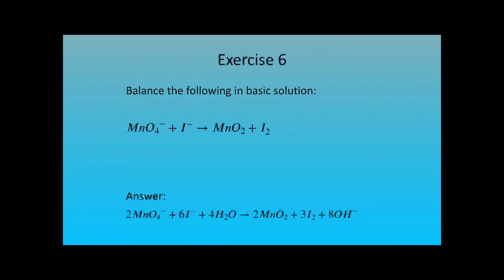Now, it's your turn. Complete exercise 6 and upload your answer in the attendance form.